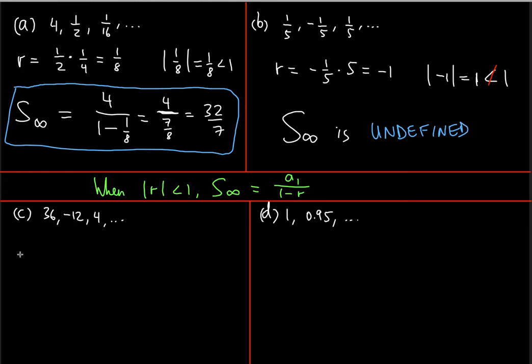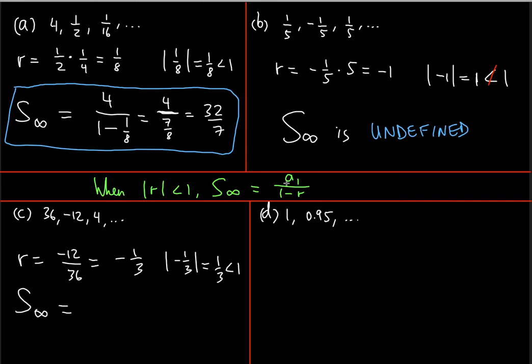Now this one, the common ratio is -12 divided by the preceding term, which is -1/3. Now let's check the condition. The absolute value of that is 1/3. 1/3 is indeed less than 1. Good. So we can safely find the sum of all possible, the greatest number of terms, infinitely many terms in the sequence.